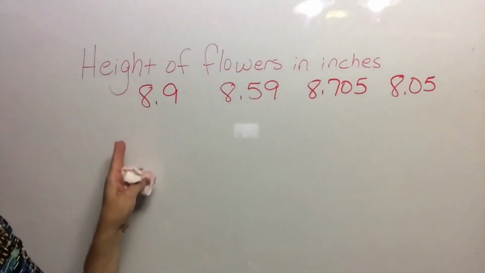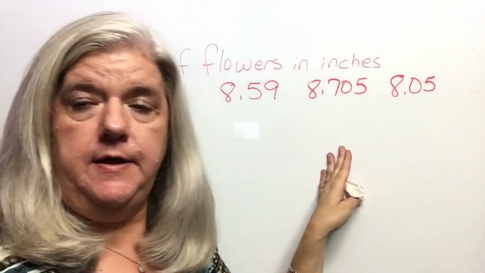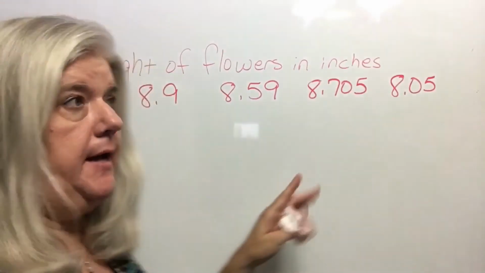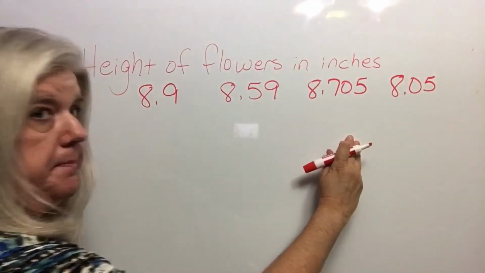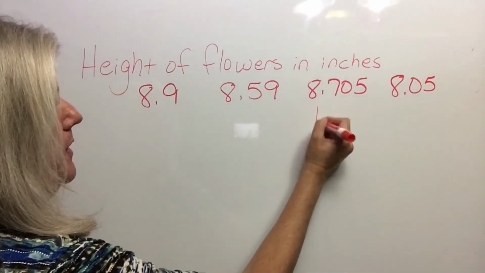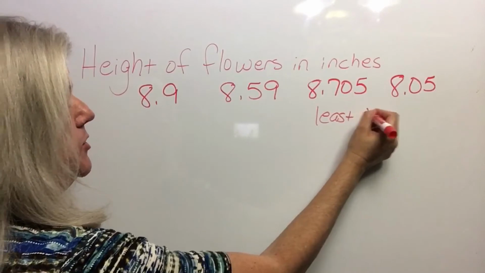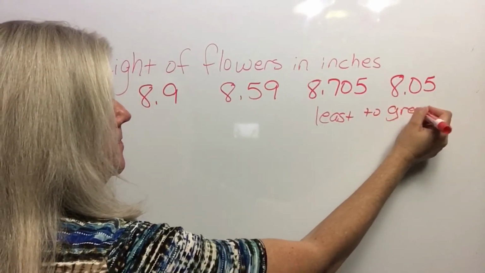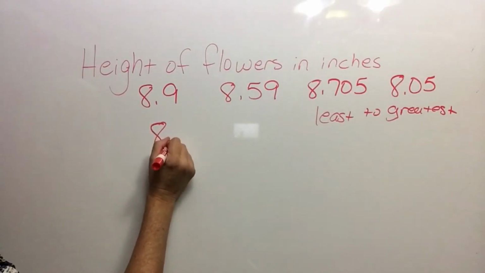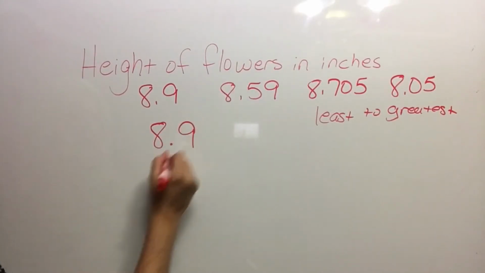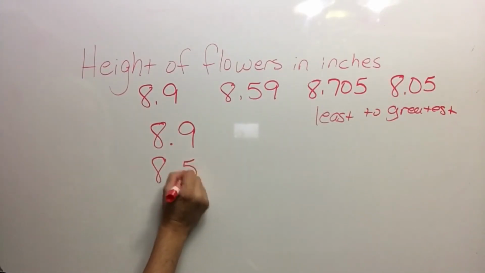Okay, now I have the height of flowers in inches. If you would like to, you could pause the video and try these on your own, and then come back and make sure that you have the correct answer. So the first thing I need to do is line these up according to place value, and then we're putting them in order from least to greatest. So I'm going to start with 8 and 9/10, 8 and 59 hundredths.